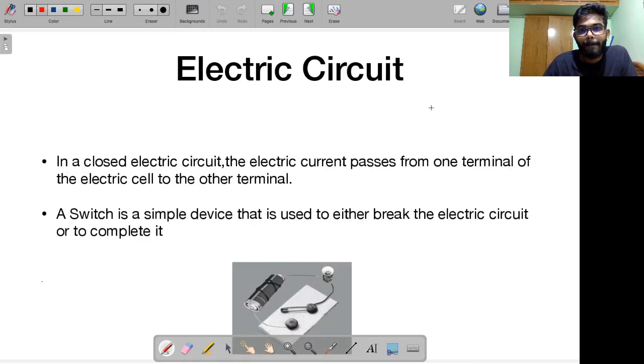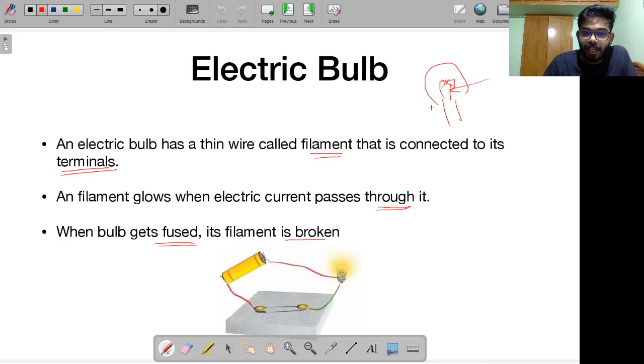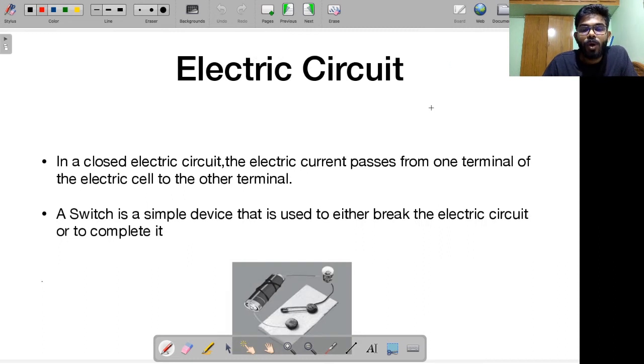Alright. Let's talk about the electric circuit. If the circuit is closed, if you can see over here, this is the metal. So you are connecting this. If you are connecting this, the electricity can flow. Let me just explain what this electricity flow means.